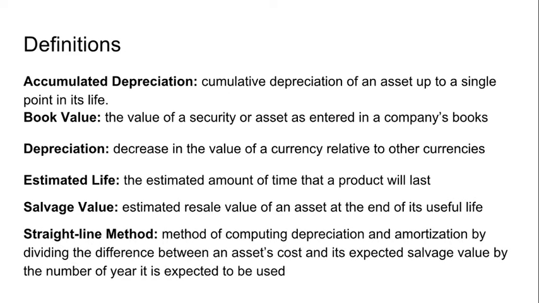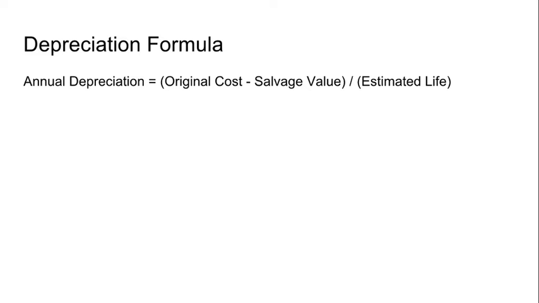And straight line method is the method of computing depreciation and amortization by dividing the difference between an asset's cost and its expected salvage value by the number of years it is expected to be used. So now we're going to get into doing some examples and some practice problems. The depreciation formula is: annual depreciation equals the original cost minus salvage value, all divided by the estimated life. This is the formula that we are going to use anytime that we are trying to figure out how much an object depreciates over the course of 1 year.